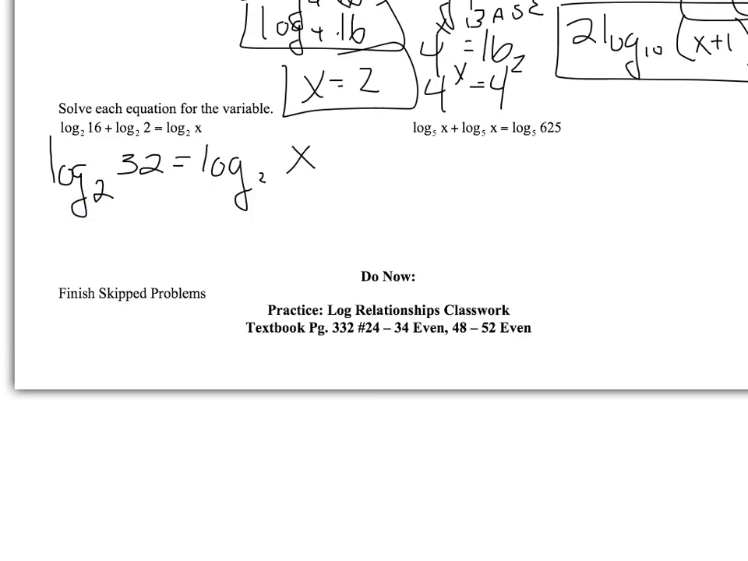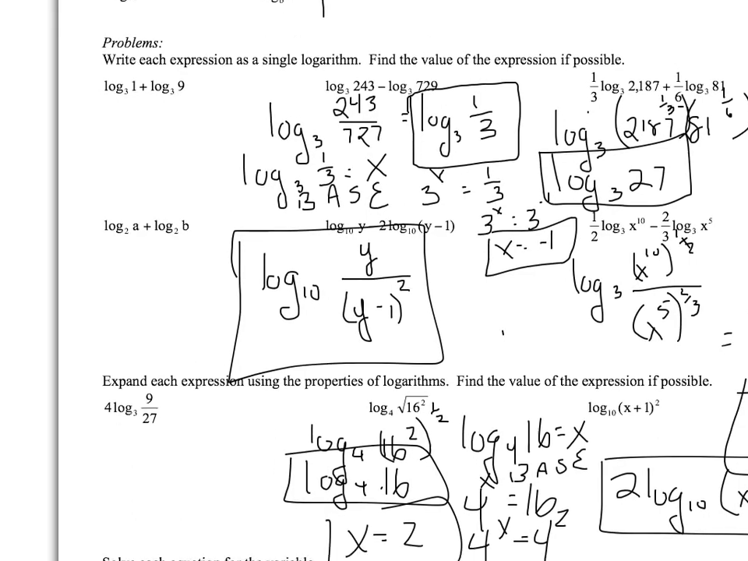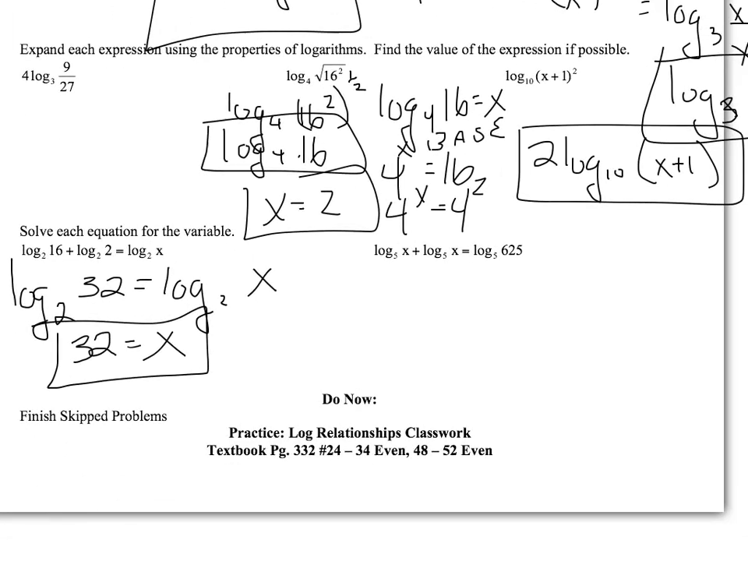Notice they are both log base 2. If they are both logarithms to the same base, what you can do is just set the one side equal to the other. You can drop the logs and just say the 32 equals x. If there is anything further to solve, you would at that point, but it's already an x equals, so you are done. And I'm going to have you guys try that other problem there. So at this point, for the do now, you can do the 1, 2, 3, the 4 problems that we skipped.